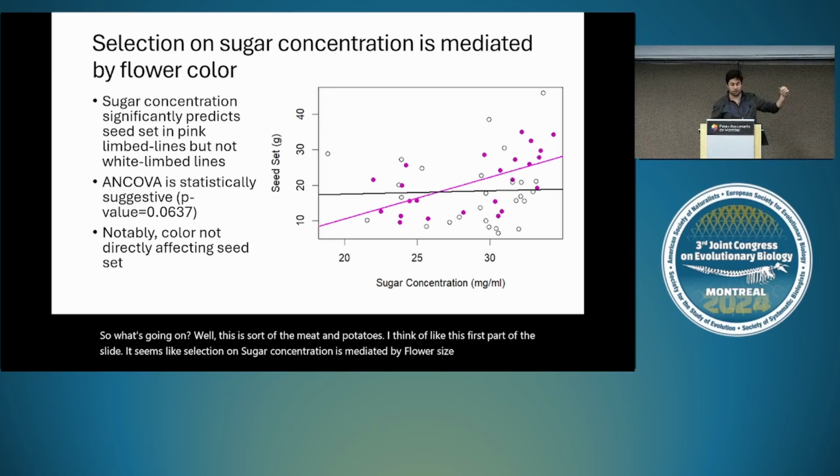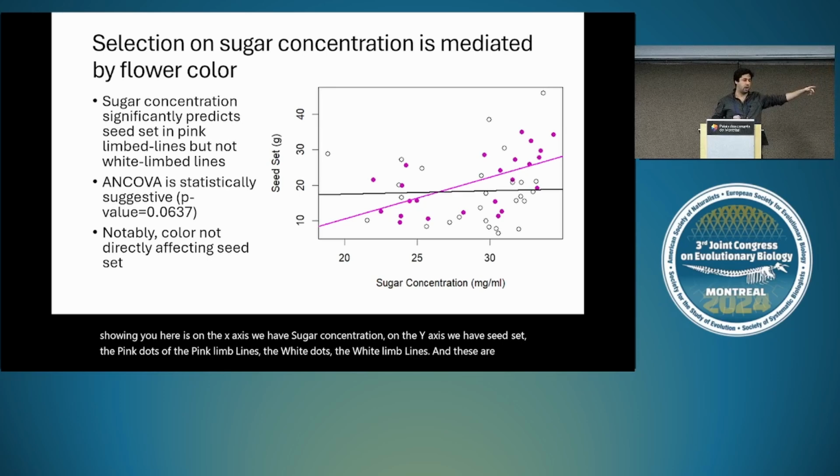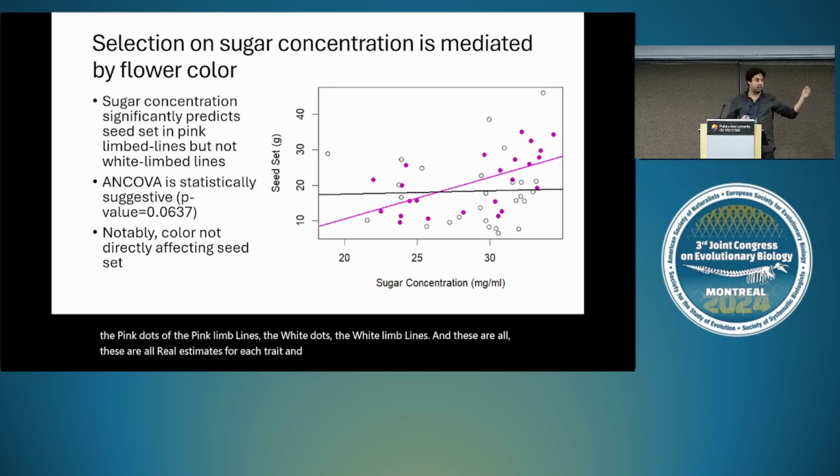So what I'm showing you here is, on the x-axis we have sugar concentration, on the y-axis we have seed set. The pink dots are the pink limb lines, the white dots are the white limb lines, and these are all real estimates for each trait. And you can see that for the pink limb lines, as you increase in sugar, you set more seeds, but it's not true for the white limb lines.